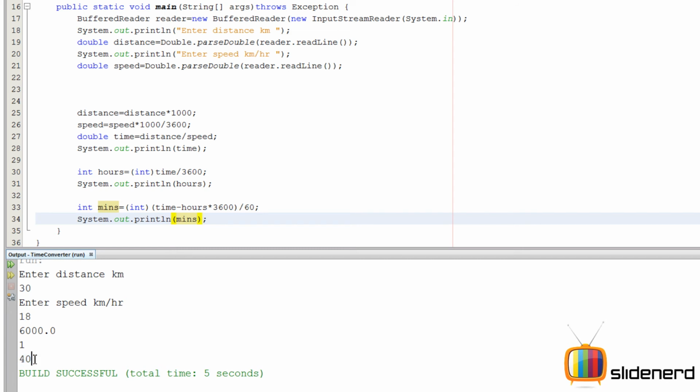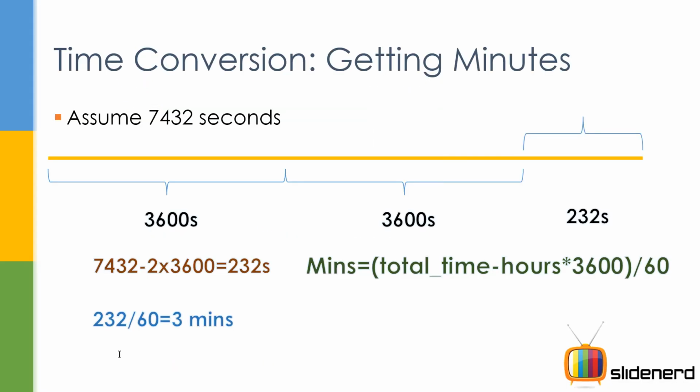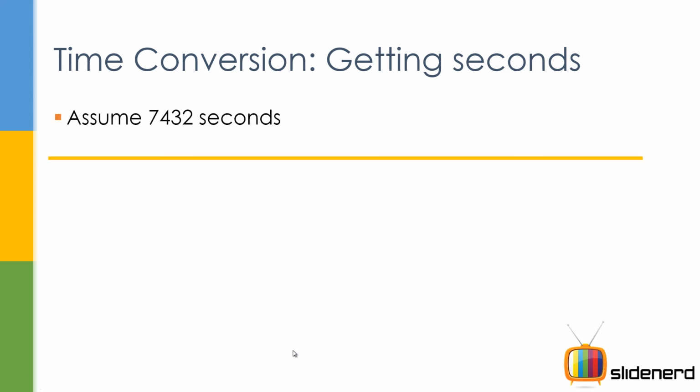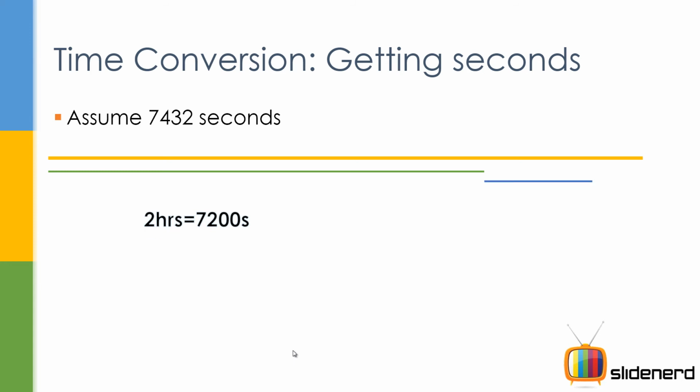Alright, so now the only thing we need is the seconds, right? How many seconds remain after taking the hours and minutes out? So let's go ahead and see that. Seconds. Assume 7432 seconds, the same full yellow line which is 7432. Remove the 2 hours from this, which is the green line, right? 2 hours. Remove the blue line, which is the minutes, which is 3 minutes. So ultimately, if you see this last small part which remains is the number of seconds, right?